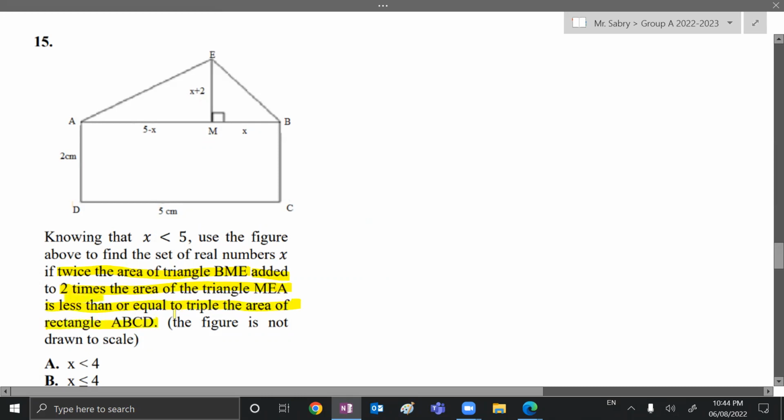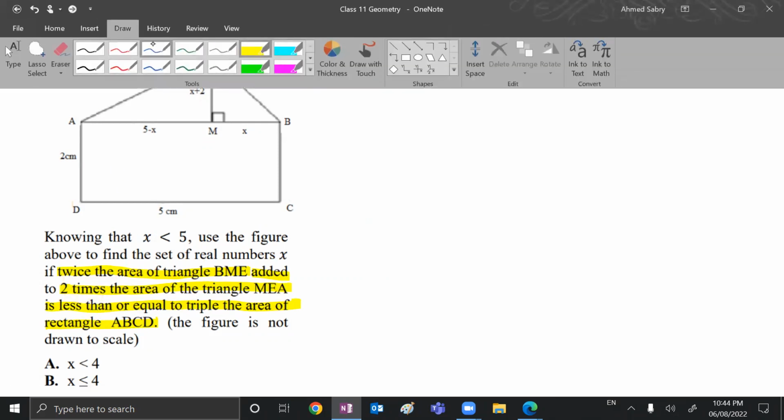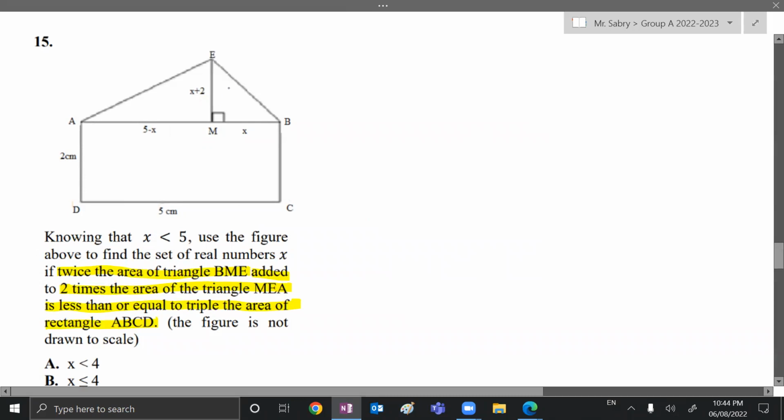So I'll work on this part. I will try to translate it step by step. First of all, let's start with the first part that says twice the area of BME. Where is triangle BME? It's this one. What's the area of BME? It's a triangle, so it's half times its base, which is x, times its height, which is x plus 2. This is the area of triangle BME, but they told me to find twice the area of that.